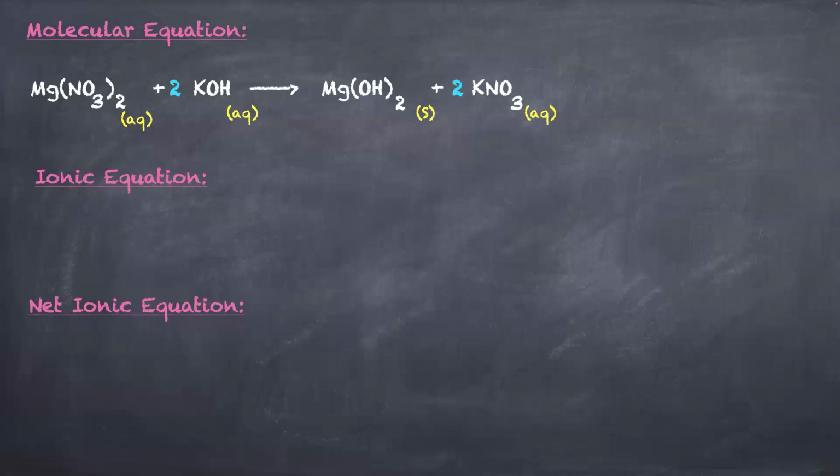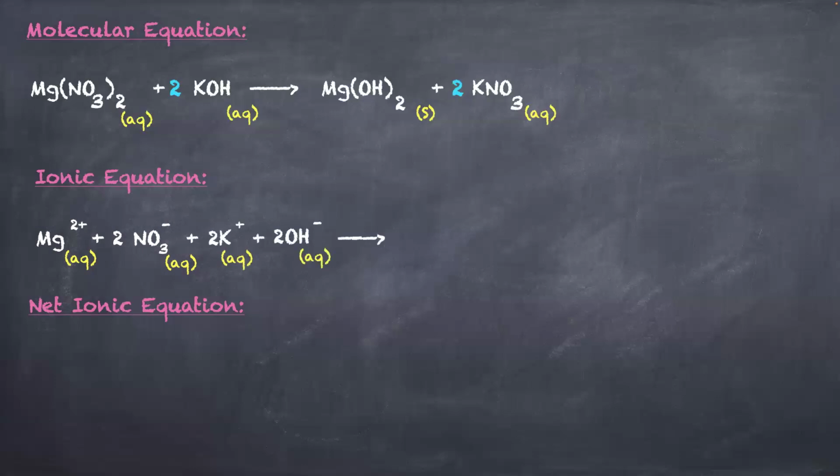So in the first one, magnesium nitrate will be dissociated into magnesium 2 plus and 2 nitrate minuses. The subscript 2 underneath NO3, besides the charge of magnesium 2 plus, also indicates how many nitrate ions we have. Now for the next one, the 2 behind KOH applies to both potassium and hydroxide. So we end up getting 2 potassium positives and 2 hydroxide negatives.